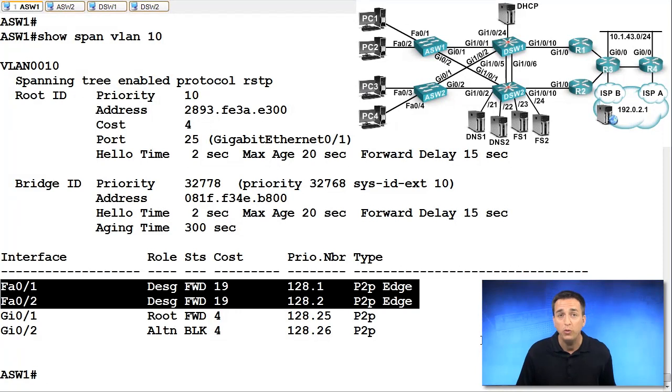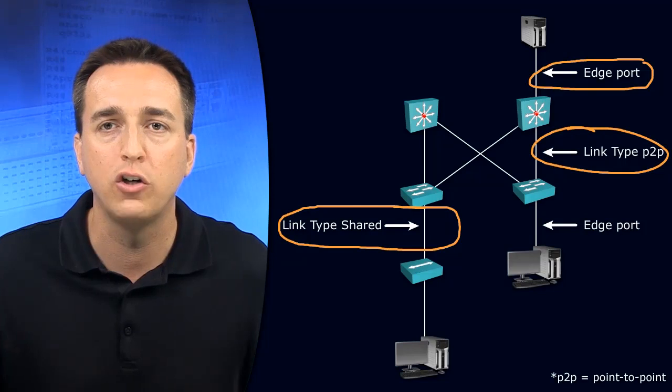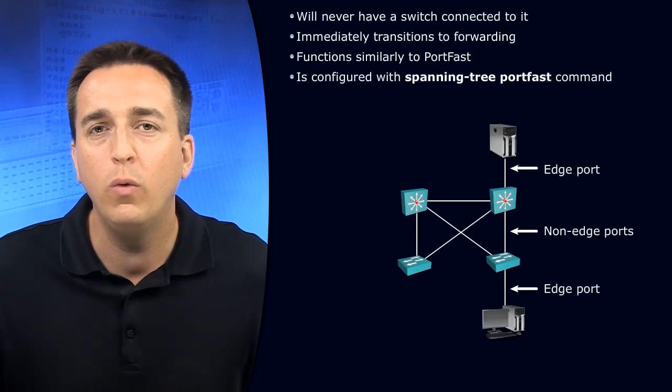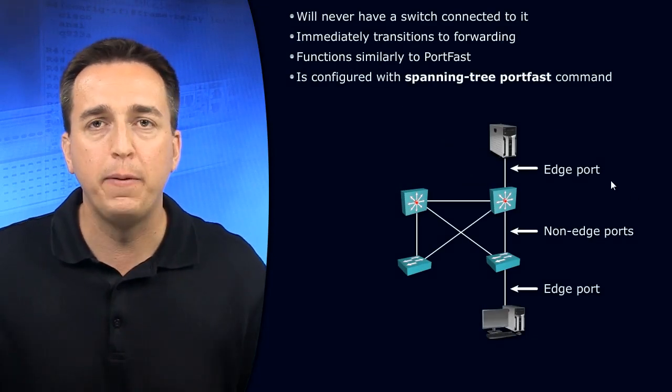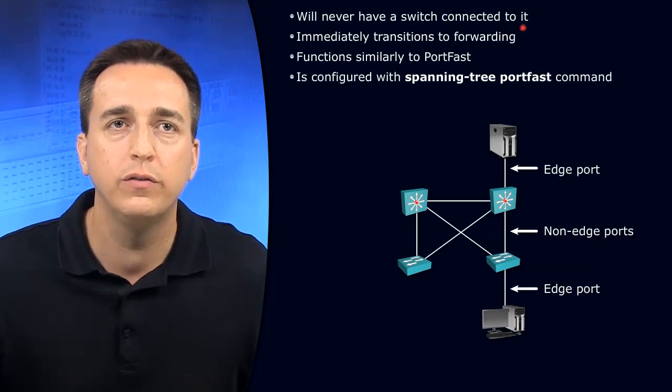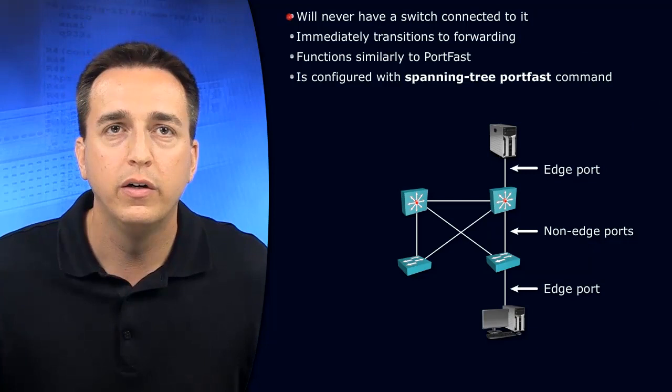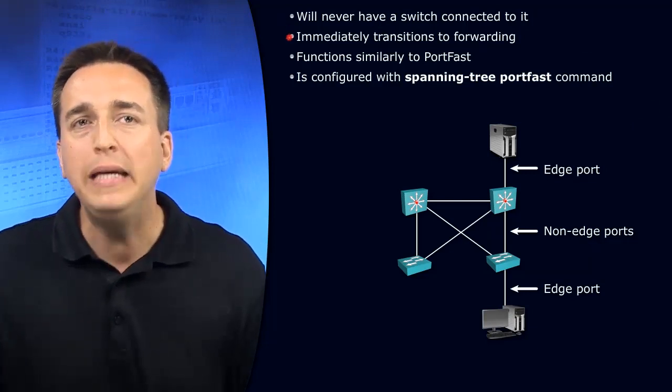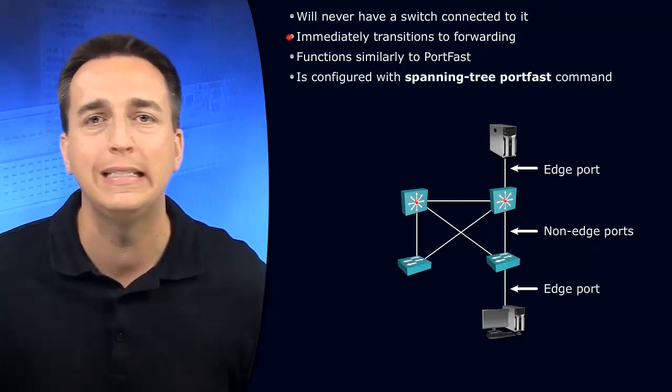So in both of these cases, you can see that the ports going down to PC1 and PC2 are point-to-point edge. So what is the purpose of making Fast Ethernet 0/1 and Fast Ethernet 0/2 edge ports within our topology? Well, when we set up those ports as edge ports, first and foremost, those ports will immediately transition to the forwarding state.